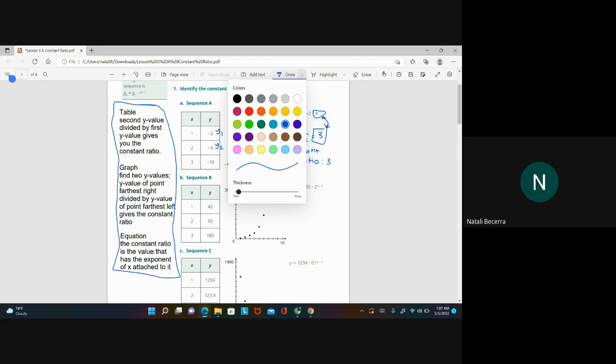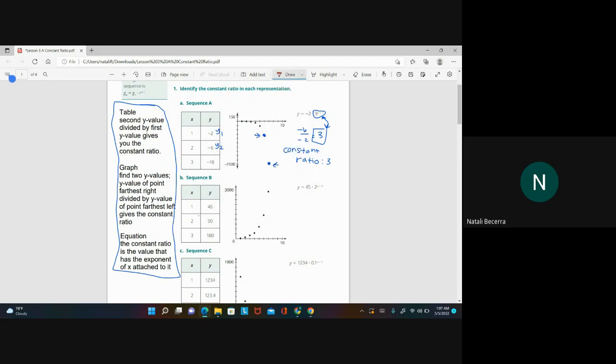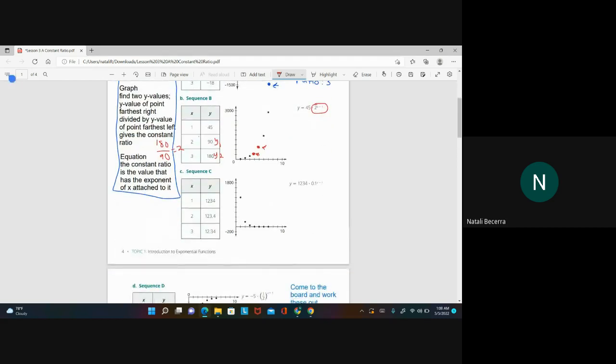All right, next one. For this one, again, I'm going to pick, it doesn't have to be the first two, it could be the last two as well. Like if I want to do 180 divided by 90. So this is my y1 and this is my y2, but you have to make sure that they're right next to each other. This will give me 2. And then if I look at my equation, it is 2, right? And if I wanted to pick 2 points, let's say this one and this one, I would do the right one divided by the left one. And that should also give me 2. So right here, the constant ratio is 2.